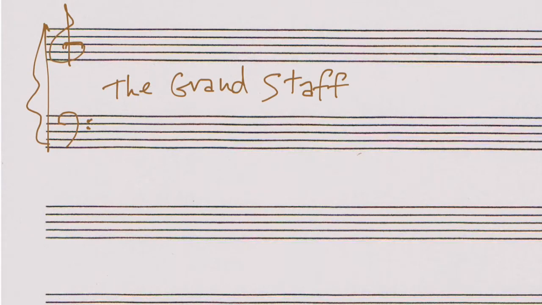When we put the treble and bass clefs together on two lines, we get what is called the grand staff. This is the way piano music is written, because the treble clef is generally used for high notes on the right side of the keyboard, and the bass clef is used for the low notes on the left side. Now, let's see how this works on an actual piano so that we can see and hear this in action.